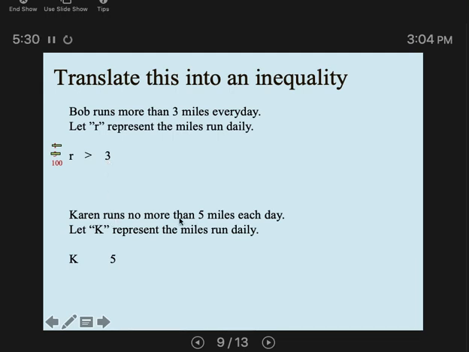Okay, Karen runs no more than 5 miles each day. Okay, so let's try 1, 5, and 100. Could Karen run 1 mile? Yeah. Could she run exactly 5 miles? Karen runs no more than 5? Yeah. Could she run 100? No. So cross out 100. So we got to put a symbol in here that only 1 and 5 work for. Less than or equal to symbol.